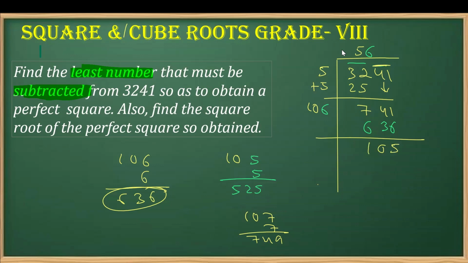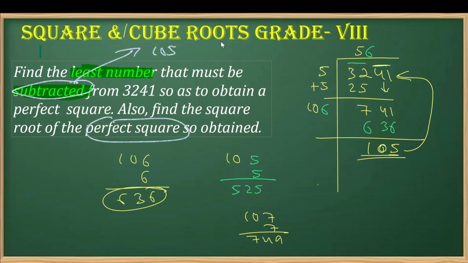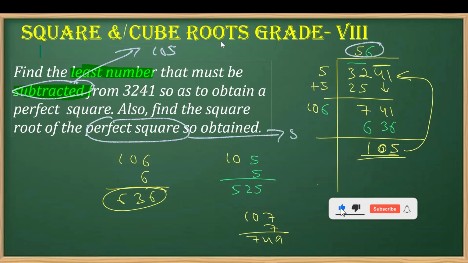So 105 is the smallest number which, when subtracted, will give you a perfect square. So the required number that has to be subtracted is 105, and we have to find the square root of the perfect square number so obtained. The square root of the number after subtracting 105 will be 56.